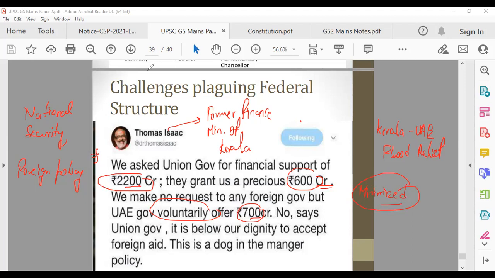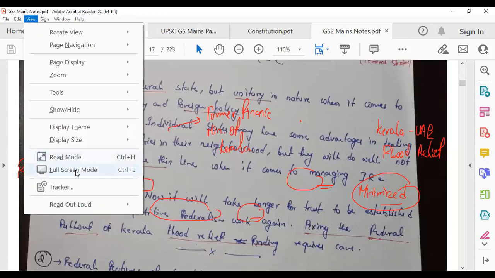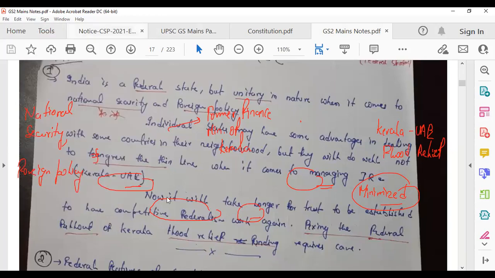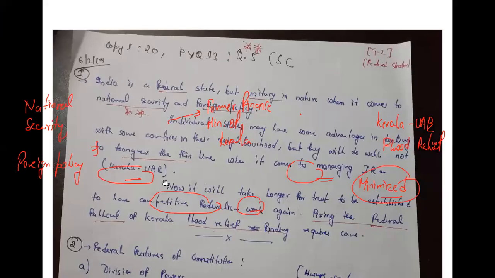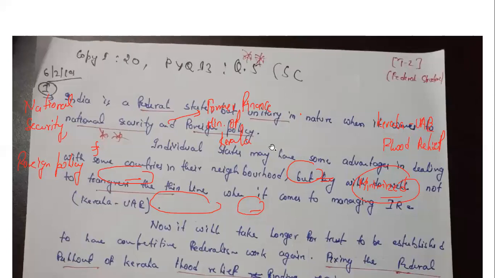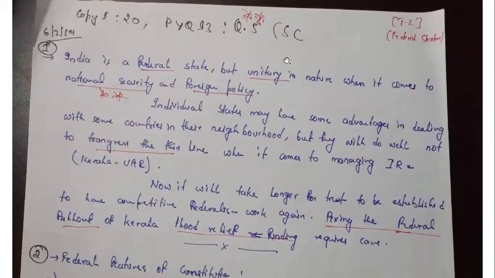And there was a Hindu article on this as well. So this was an article which came in the Hindu, and let me make it bigger so that you can see my handwriting. And then we'll see some questions. See, the article which came in the Hindu: federal state but unitary nature when it comes to national security and foreign policy. And this was about the Kerala-UAE issue.